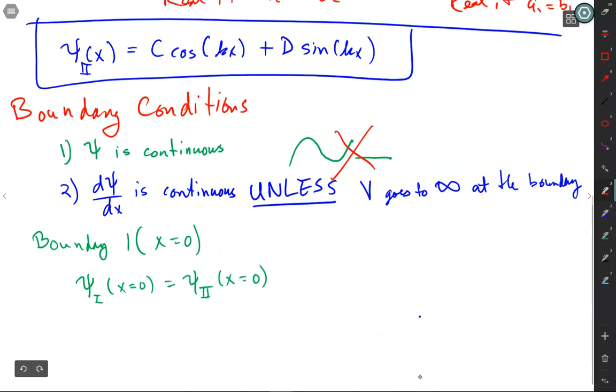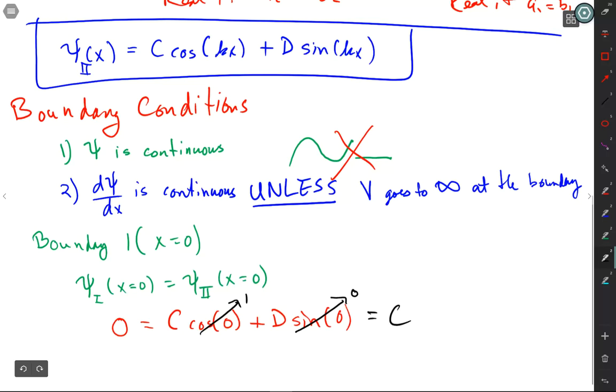So that means evaluating this boundary condition, I have 0 is equal to c cosine of 0 plus d sine of 0. Okay, one of those is 0 and one of them isn't. Which one is 0? Sine 0 or cosine 0? Cosine 0 is 1. Sine 0 is 0. So this is equal to c. So we have 0 equals c.